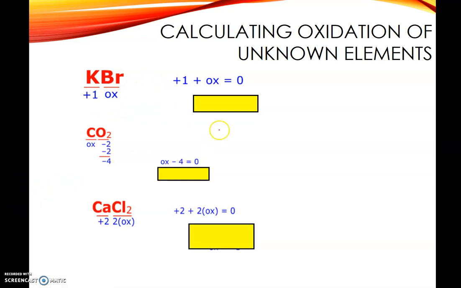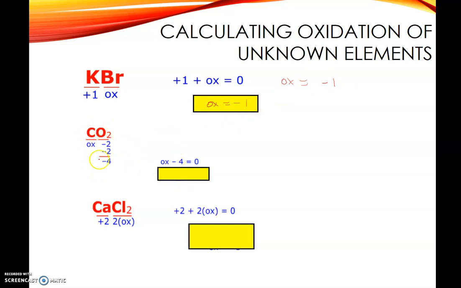So in this case, we've got +1 plus our oxidation number equals 0. Okay, so what we need to do then is subtract 1 from both sides to get rid of this +1 on this side. And 0 minus 1 equals -1. So our oxidation number is -1.